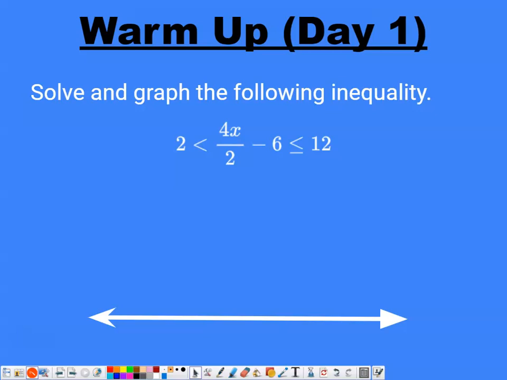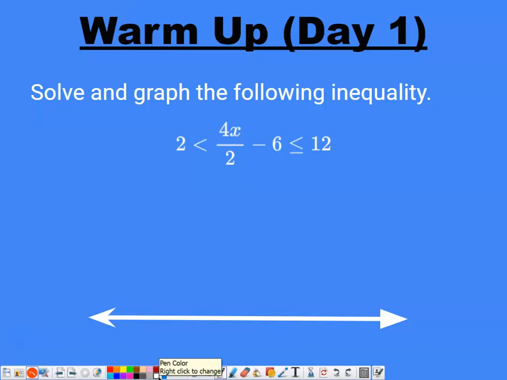Solve and graph the following inequality. Here's the inequality: 2 is less than 4x over 2 minus 6, less than or equal to 12. So what we need to do, again, is isolate that variable x, and we're going to do that using a variety of steps, making sure to do the left, the center, and the right.